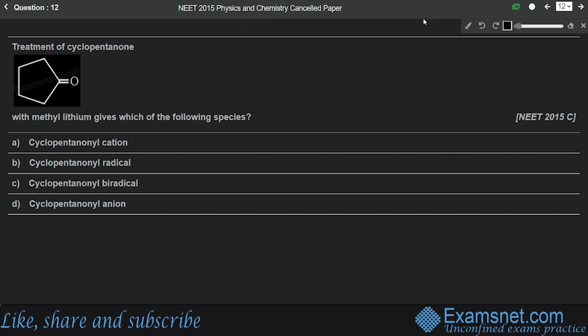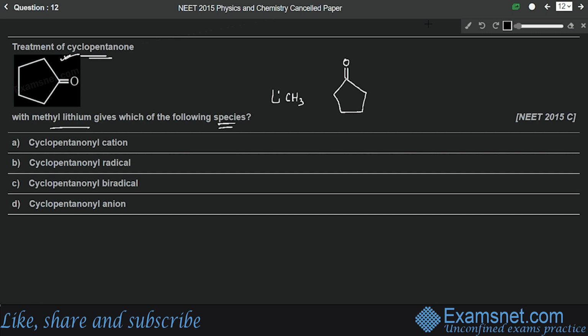Question number 12 is from the chapter Organic Chemistry, and the question is, treatment of cyclopentanone with methyl lithium gives which of the following species? And the structure of cyclopentanone is shown here. So let's draw this structure like this. Okay, this is your cyclopentanone. Now it will be treated with methyl lithium. So this is methyl lithium.